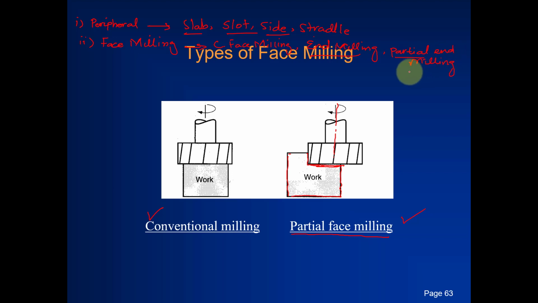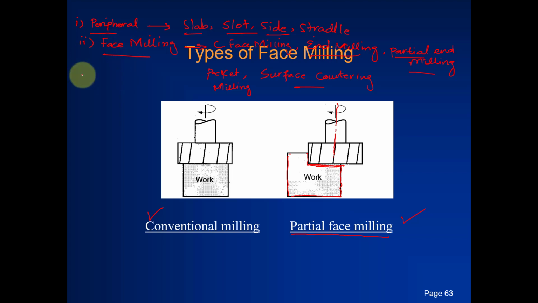And then we have pocket milling, which is used to produce a pocket in any surface. And then the last one, we have surface contouring. All these are the types of milling operation, and these are basically two types of milling operations, that is peripheral milling and face milling.